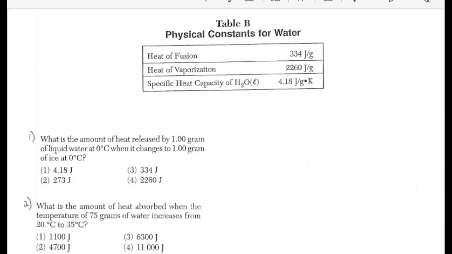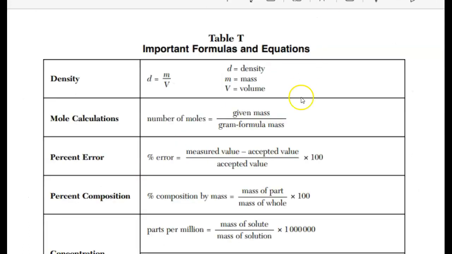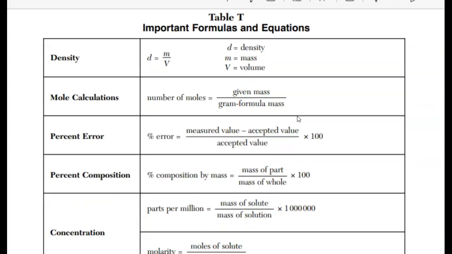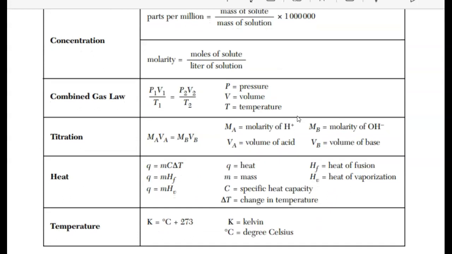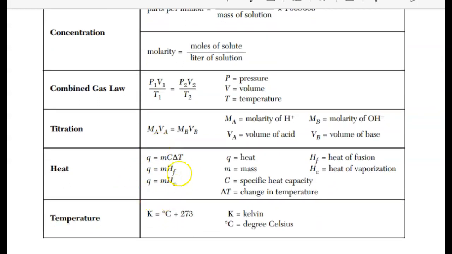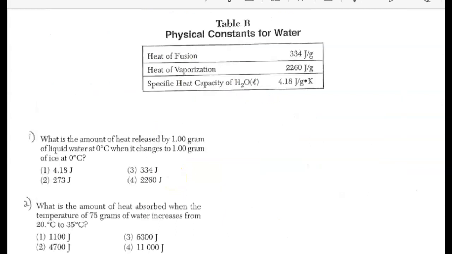All right, so let's check out some questions that relate to table B. Actually, it's going to relate to table B and some equations on table T. Table T, that's the last page of your reference tables, has, as it says here, important formulas and equations. And if I scroll down, you're going to see these 3 heat equations. The constants for C, HF, and HV, that's all part of table B. Let's go back. All right, and let's take a look.